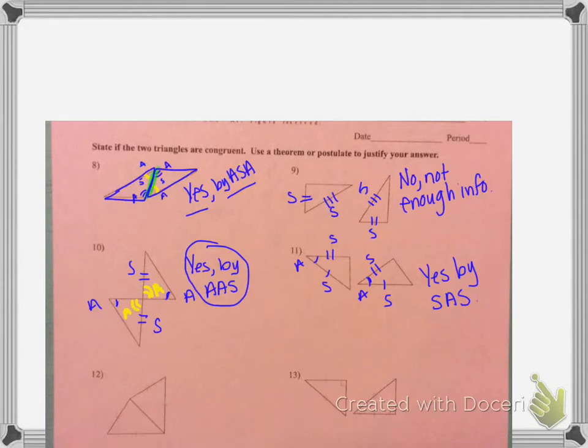Okay, let's take a look at number 12. Number 12, it's looking like I've got a side. I've got another side. Now, one thing I notice is I have a common side, so I can use that one as well as the third side. So now I'm going to say on this one, yes, by side, side, side.